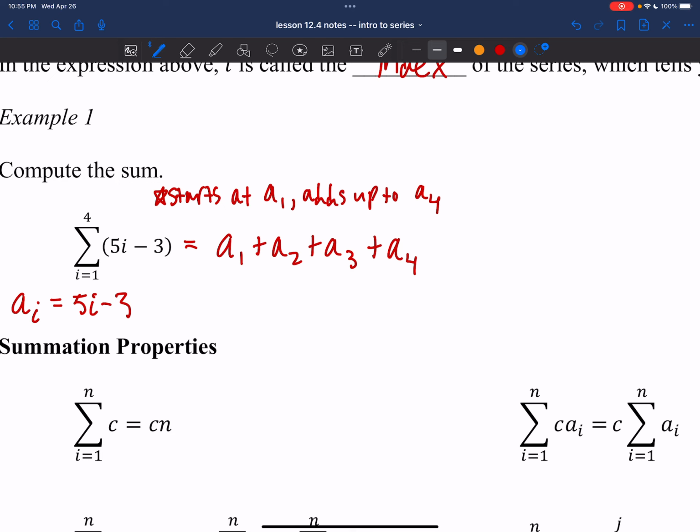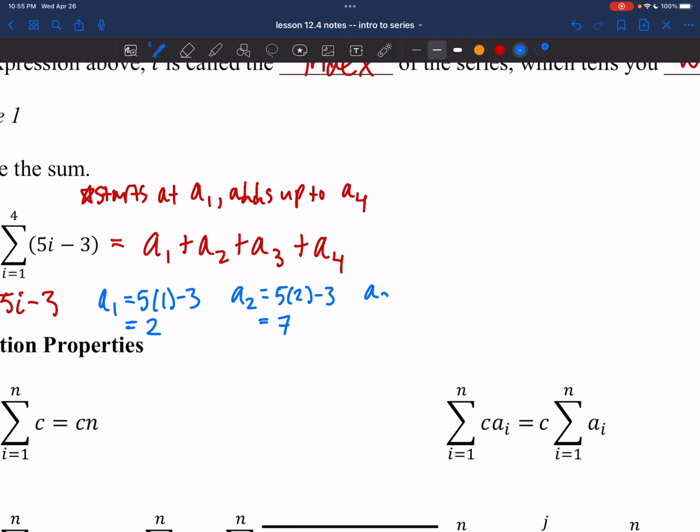What did I say? A sub 1. What is that? Right? What is the first term? Well, it's 5 times 1 minus 3. And, of course, that is 2. So then what is a sub 2? It's 5 times 2 minus 3. That's 10 minus 3. That is 7.